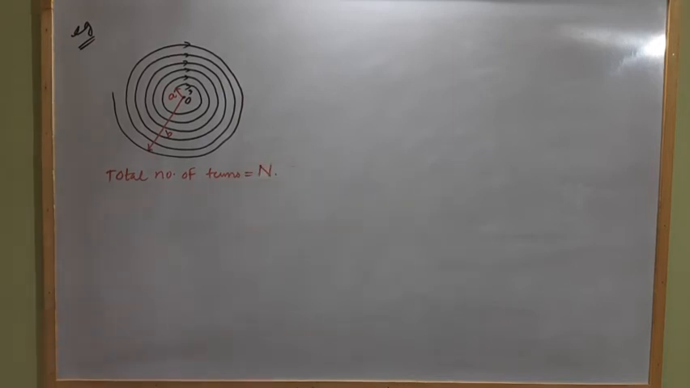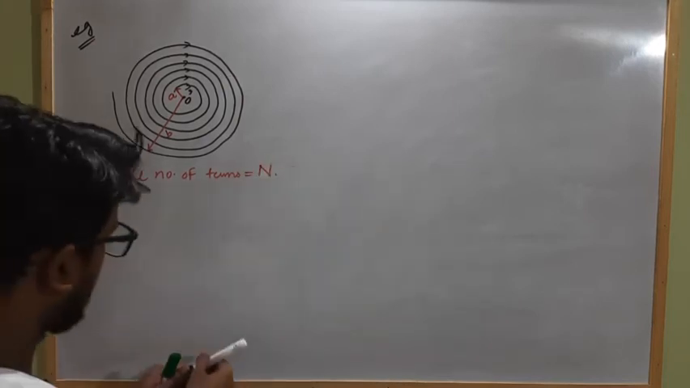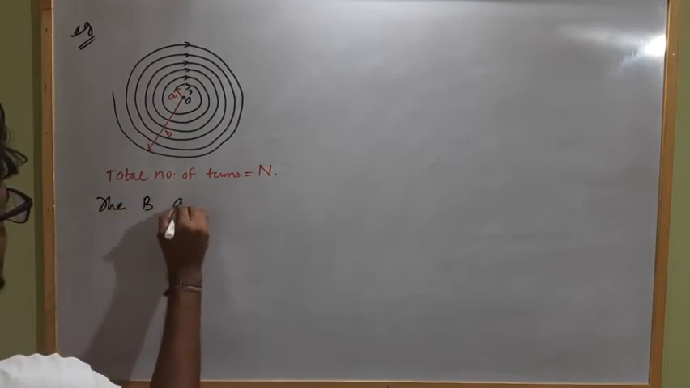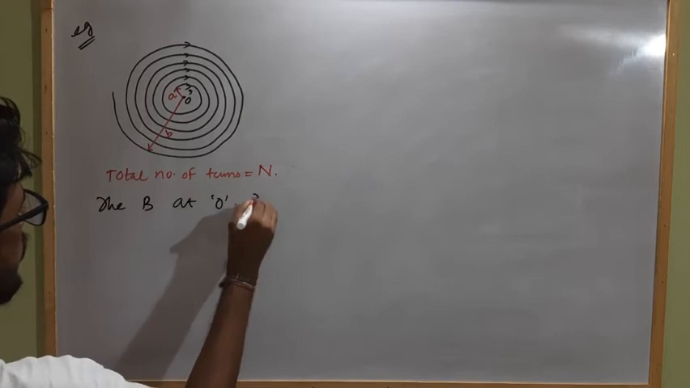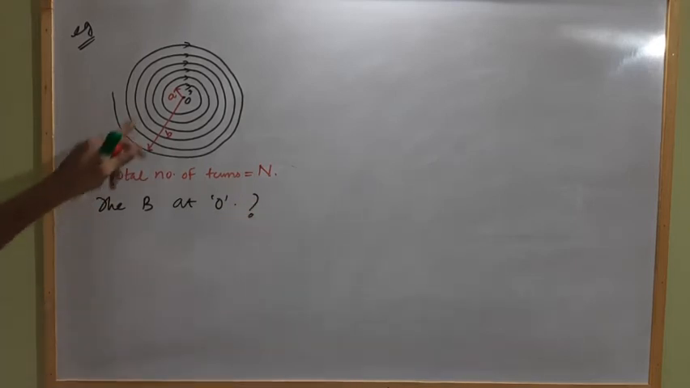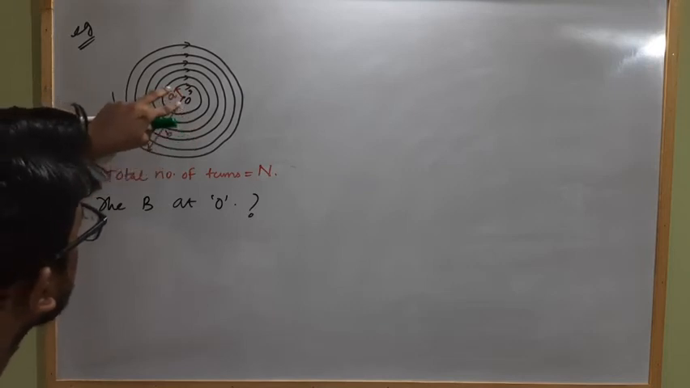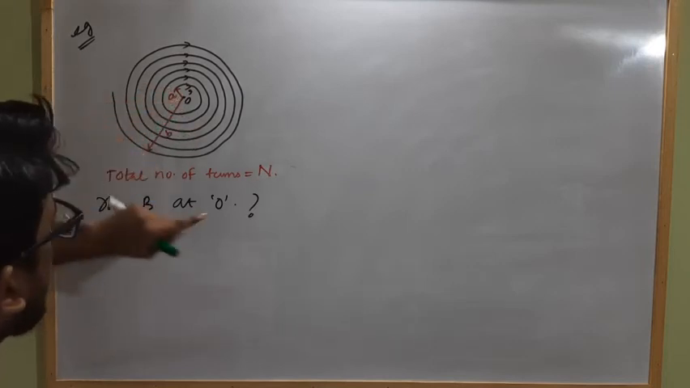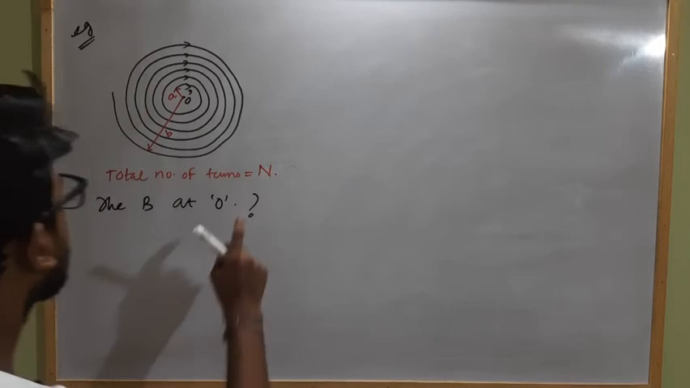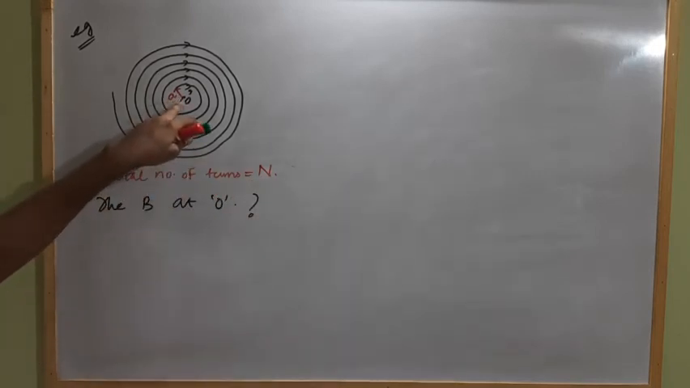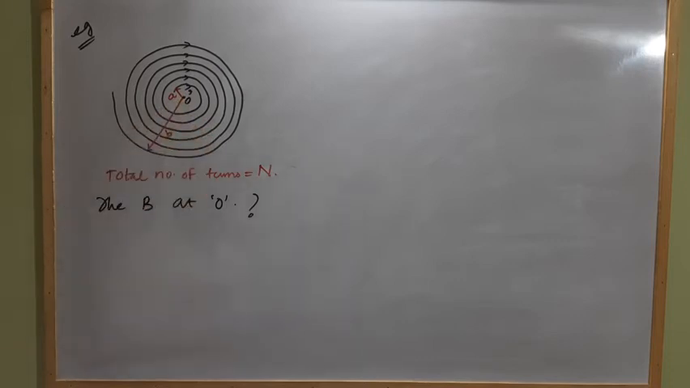So now we have to find out the net magnetic field strength B at O. Here is a spiral current carrying coil whose inner radius is A and outer radius is B, and the total number of turns is N. We have to calculate the net magnetic field strength at point or center O.